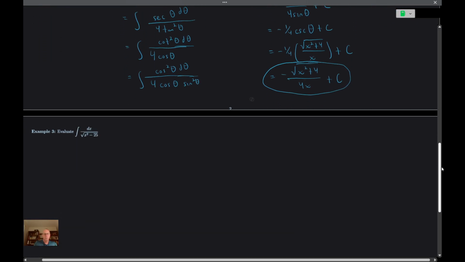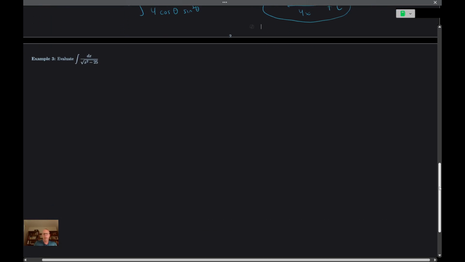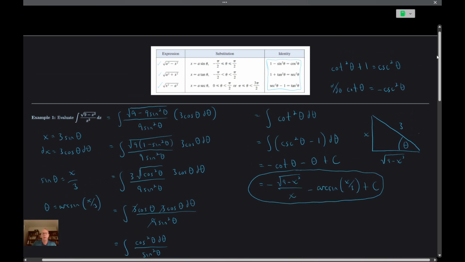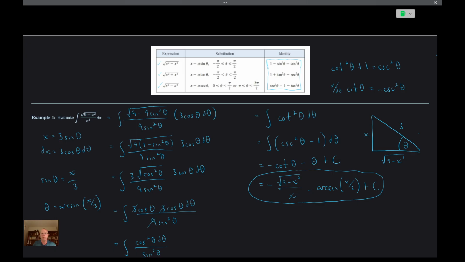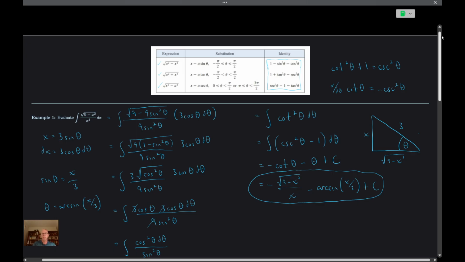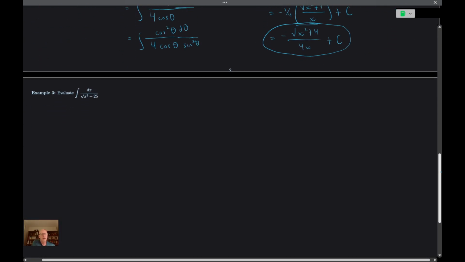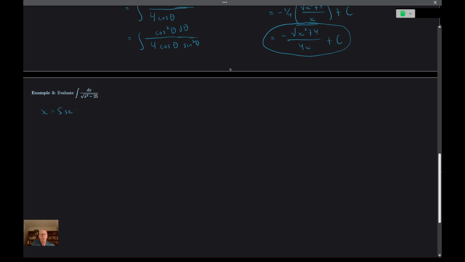Okay, let's look at one more. We have x² minus 25. So go back up, and keep referring to this table until you have it memorized. x² minus 25, that's going to be this one. So we're going to use x equals 5 secant theta. a squared is 25, so a is 5. Then dx would be 5 secant theta tangent theta d theta.